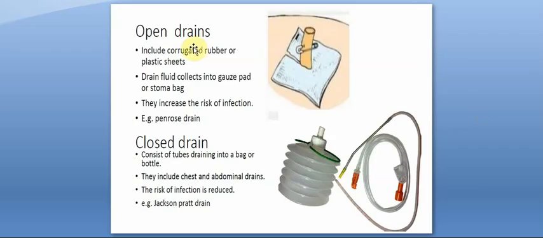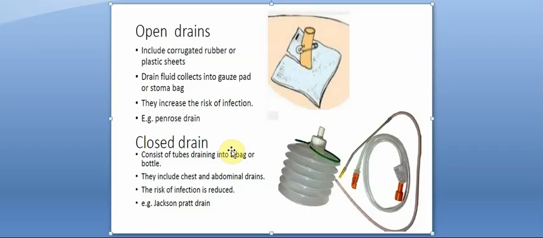First one is open drains. You can see open drains here in the figure. This is a type of open drain. Usually they are rubber or plastic sheets. The fluid collects into the gauze pad or into the stoma here. Since this is an open type, there is increased risk of infection. An example is the Penrose drain. I'll show you the figure of the Penrose drain later. It is a type of open drain.